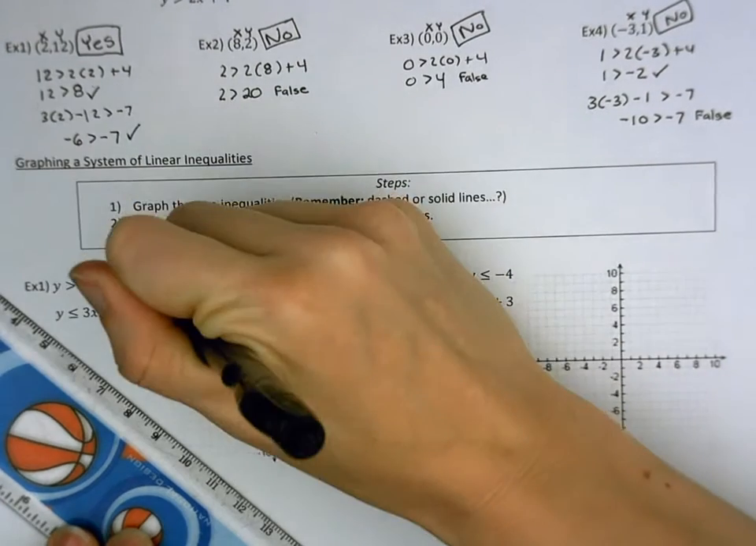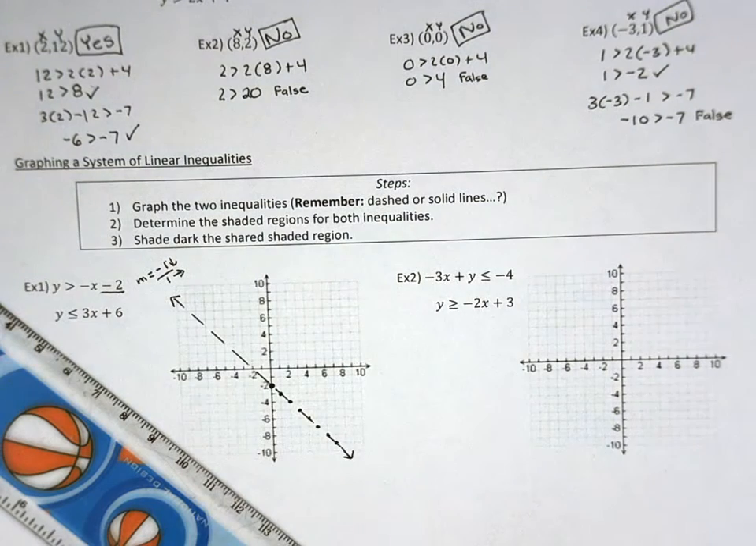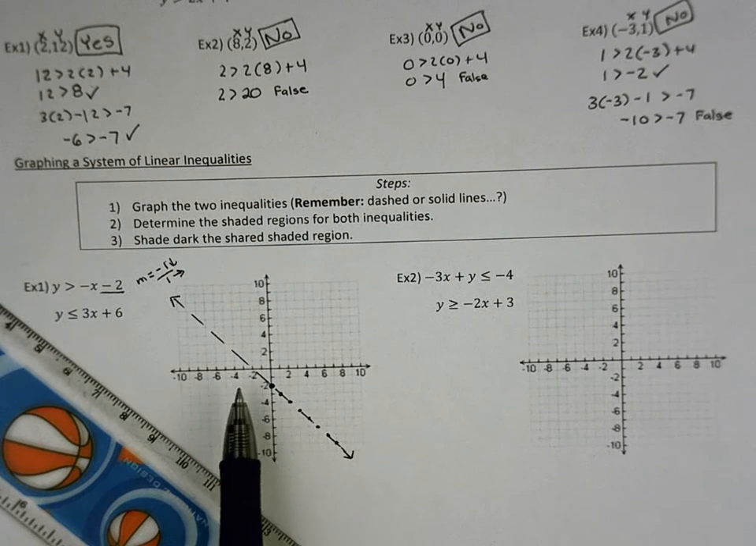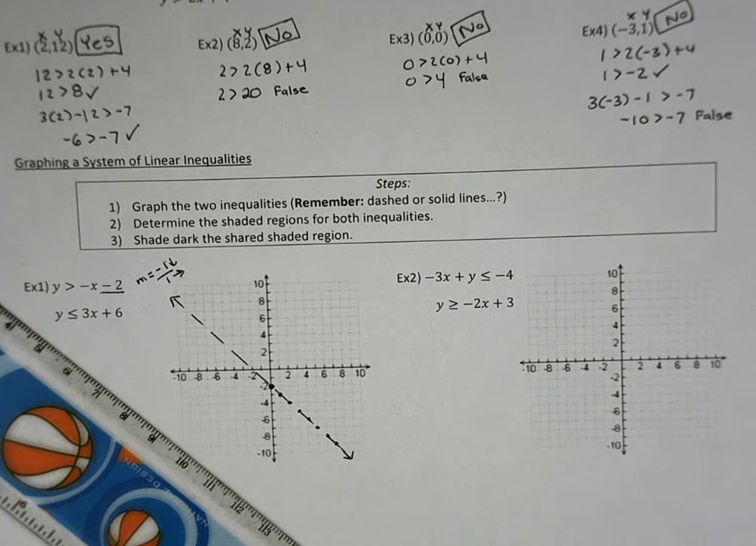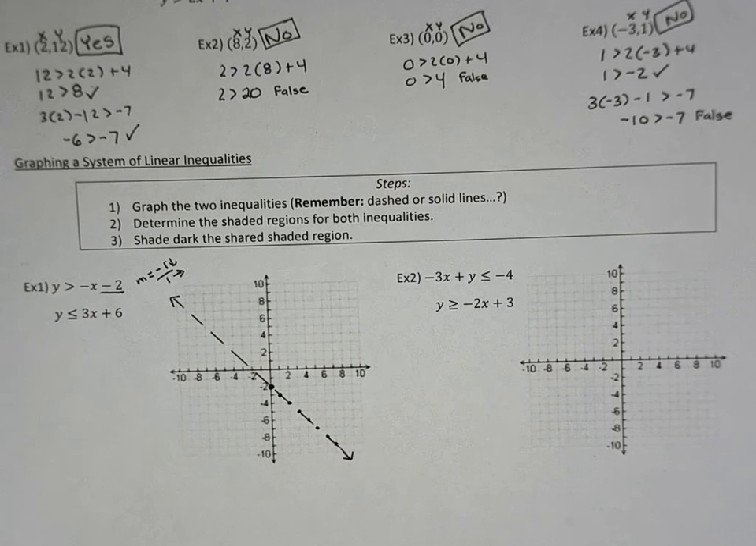And again, make sure it's clear that it's dashed, especially because my points down here are pretty close. You want to make sure it doesn't accidentally look like a solid line, so make sure there are parts where it's really obvious it's dashed. Okay, and so for this equation, we're going to go ahead and figure out what is the shaded region. We're going to determine that shaded region, step 2 there.